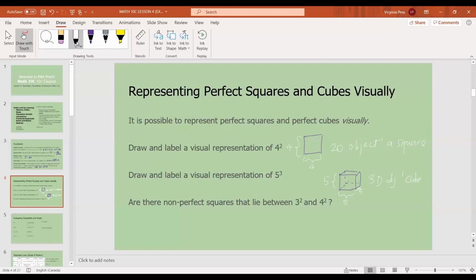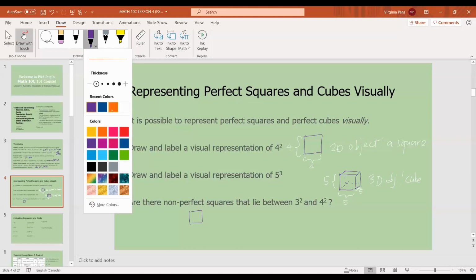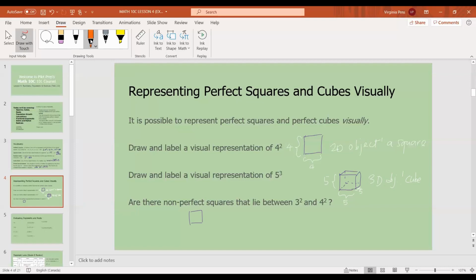All right. So the last question is, are there non-perfect squares that lie between 3 squared and 4 squared? Well, to answer this, let's first draw them out. So a 3 squared will look something like this. I'm going to grab a different color for 4 squared. 4 squared will look like this. I've drawn them on top of each other.